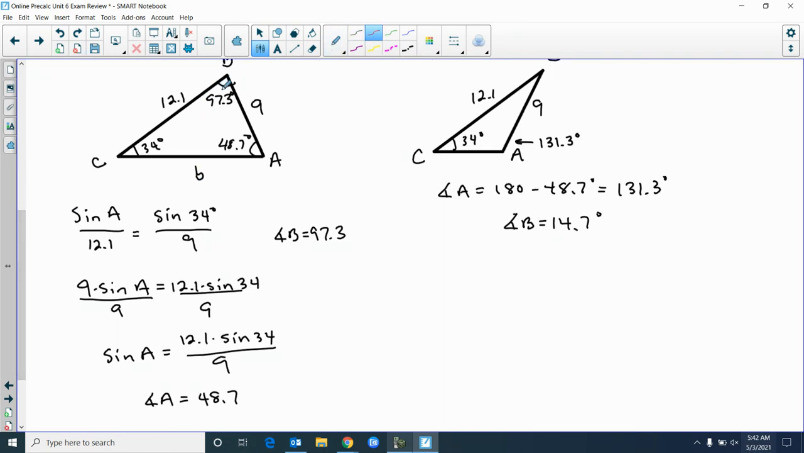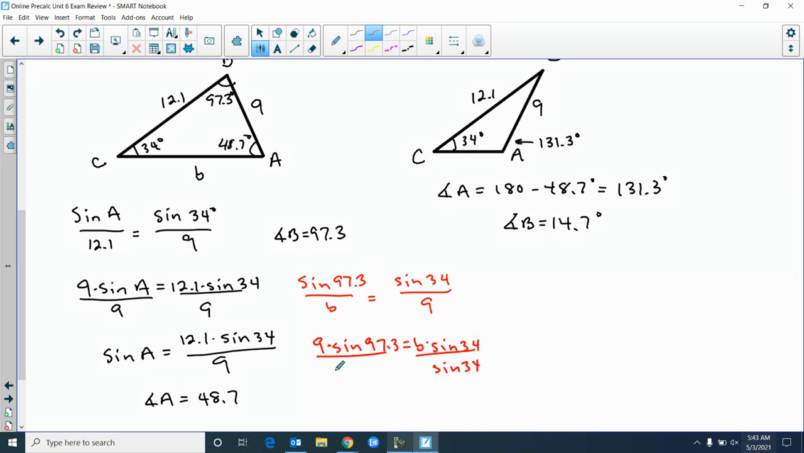To find that, I'm going to use the law of sines. I'm going to take the sine of 97.3 over B equals, now I need to use an angle and a side. Go back to your original ones. We want to try to avoid rounded off values if at all possible. I have to use the 97.3 because I need side B, but I'm going to use the sine of 34 over 9. Okay, cross multiply. 9 times sine of 97.3 equals B times the sine of 34. Divide by the sine of 34.